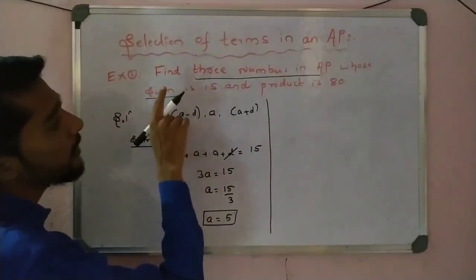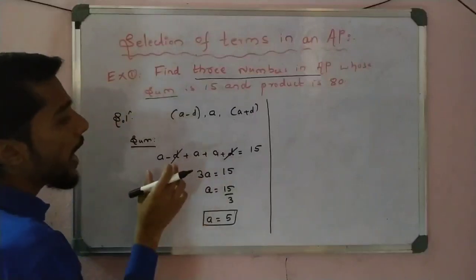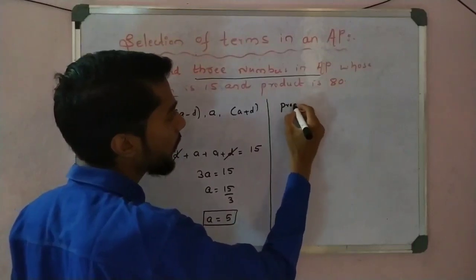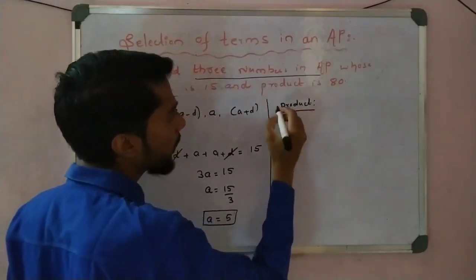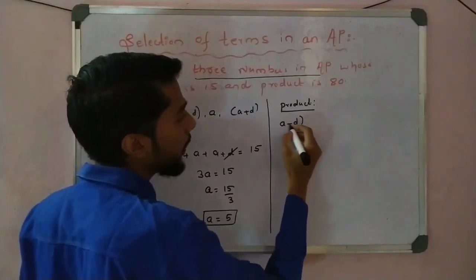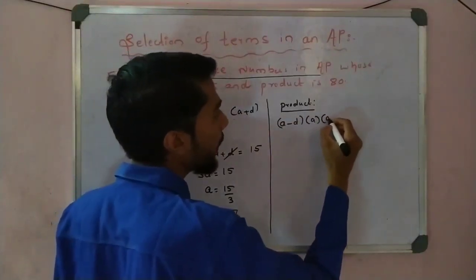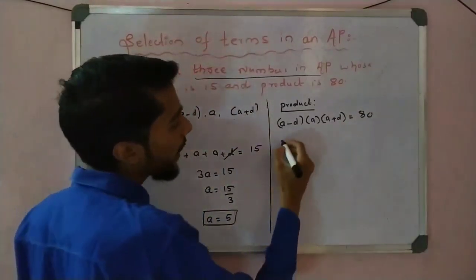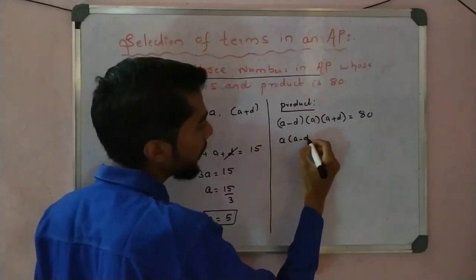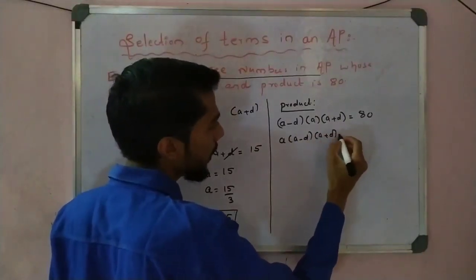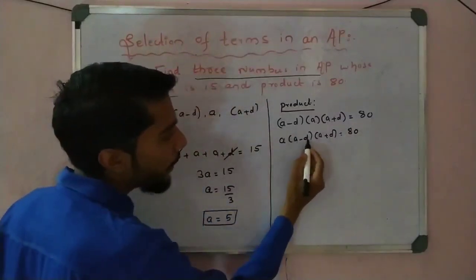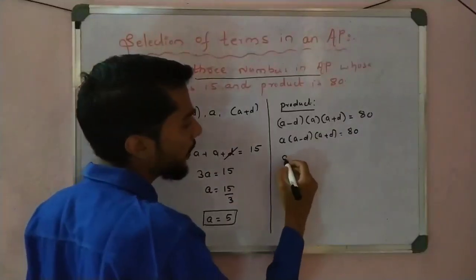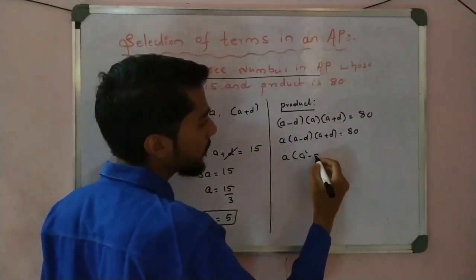Take another concept. Here, the product, which means multiplication. A minus d into a plus d, that is equal to 80. Now see, I can write like that: first write a, then a minus d, and rearrange this one. I only rearrange, there is no problem. Now see, a minus d, a plus d. It is the formula of a minus b, a plus b, which is a square minus b square.